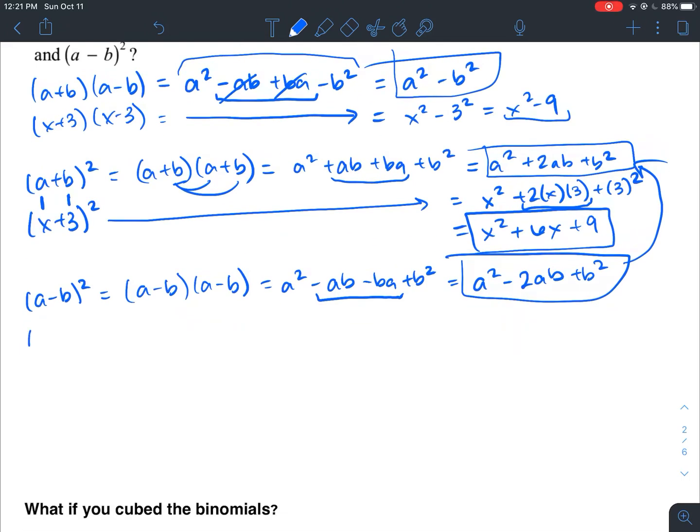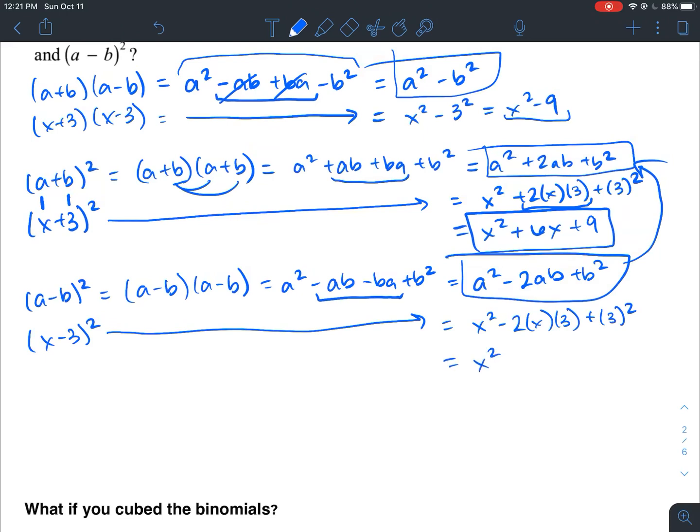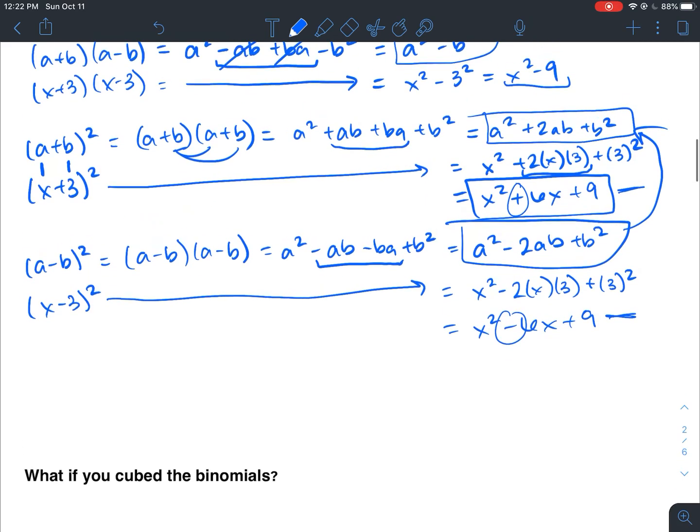So if we take an example, let's say we have x minus 3 squared. Let's plug in our values of x and 3, so this is x squared minus 2 times a, which is x, b, which is 3, plus 3 squared. Simplify, x squared minus 6x plus 9. So you see the only difference between this one right here and this one right here is that this is subtraction, this is addition. So, there you go, we're finding some patterns, right?